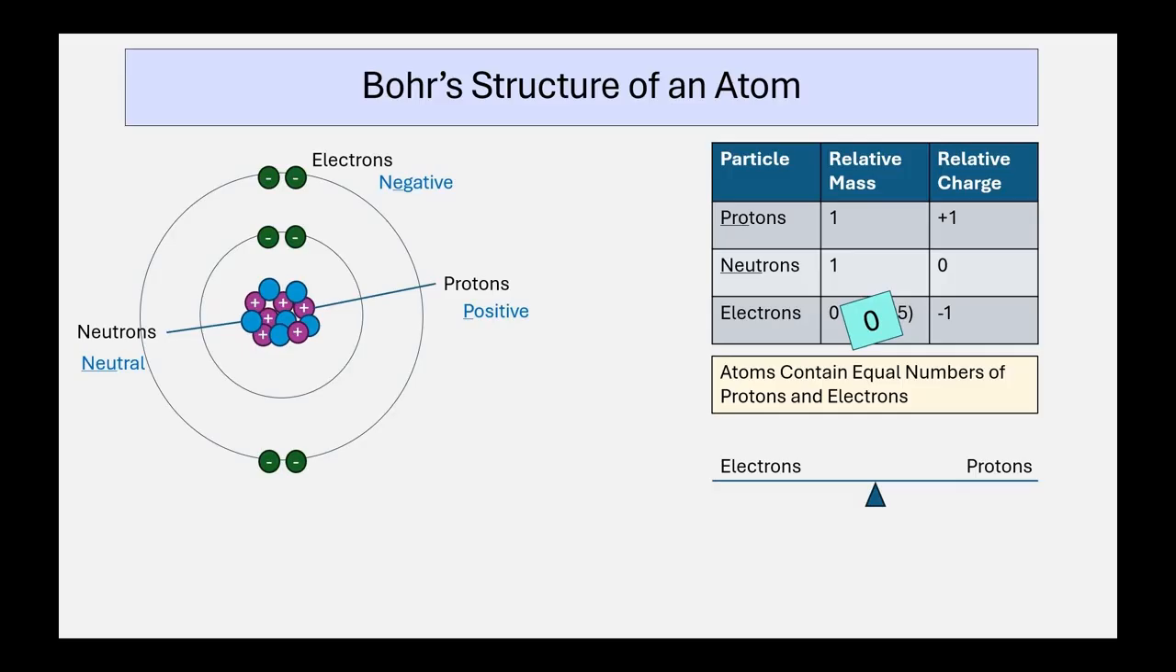And because protons and electrons have the same charge in a way, +1 and -1, atoms have an equal number of protons and electrons. I've tried a little diagram at the bottom here to suggest that if you're balancing them on a scale of charge, this is not mass, of charge, they would be equal.